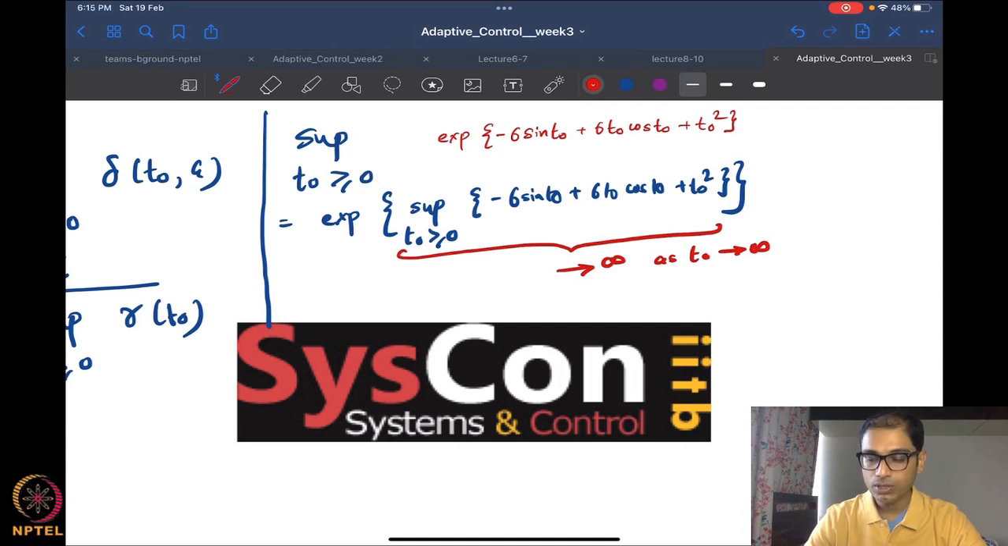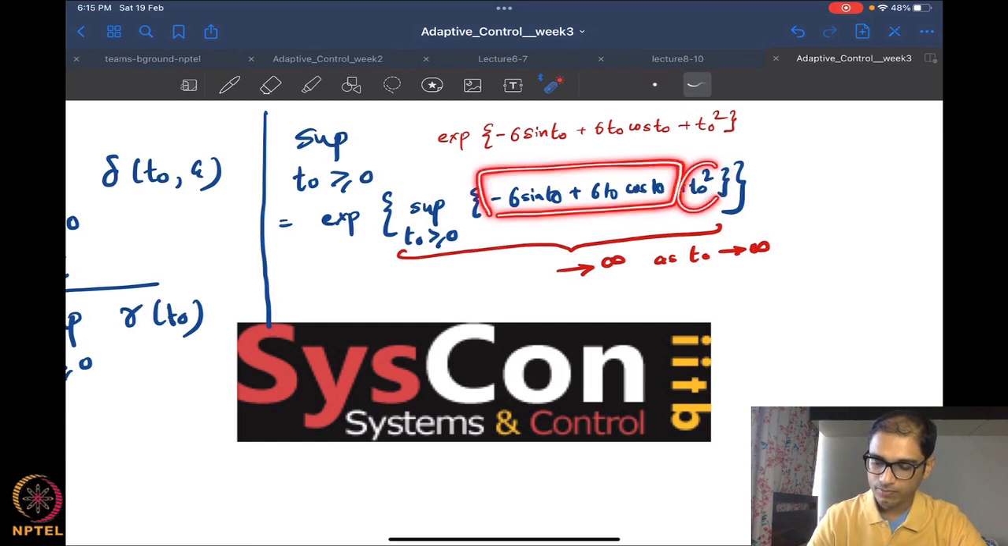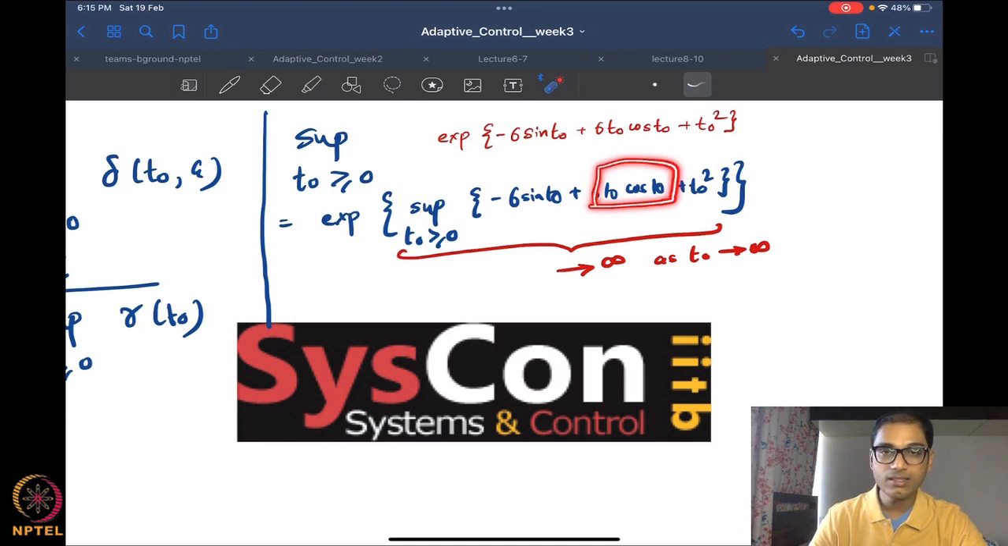Yeah, this function blows up. Why? The same argument as before. This t0 square is going to dominate all of these guys. It doesn't matter what happens to this. This is just between plus minus 6. This is going to be between plus minus 6 t0. But then this t0 square, which is a quadratic term, is definitely going to dominate all these guys.